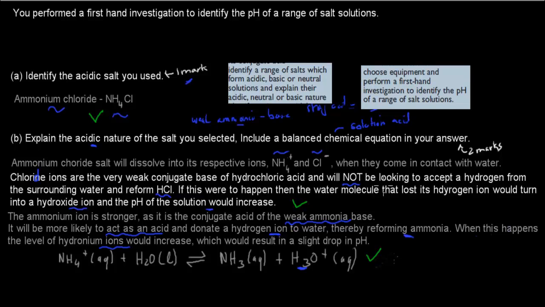And where does this question come from? It comes from these two dot points. Choose equipment and perform a first investigation to identify the pH of a range of salts in solution. That was question A. And question B comes from this dot point: identify a range of salts which form acidic, basic and neutral solutions and explain their acidic, neutral and basic nature.